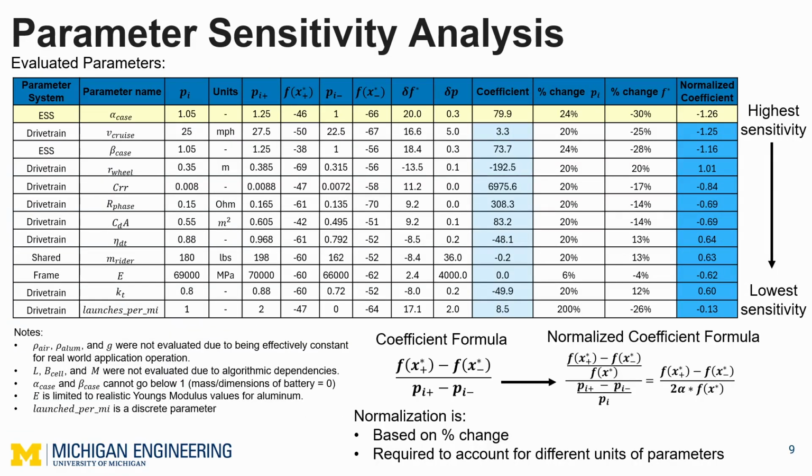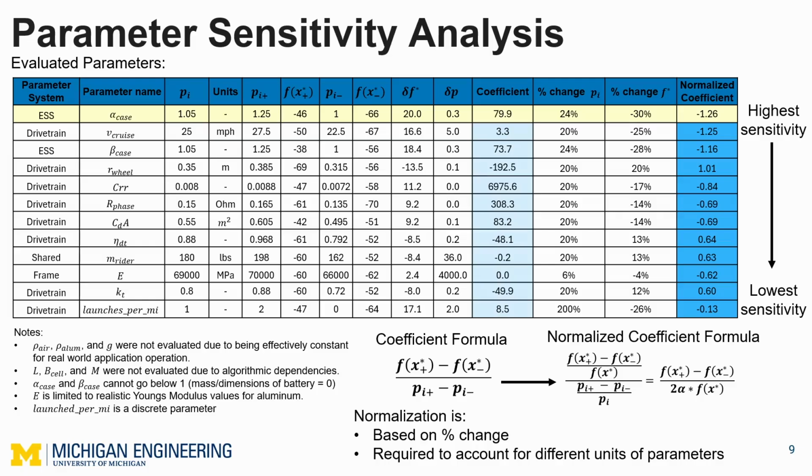Shown here are the parameter sensitivity analysis results, ordered from highest to lowest sensitivity based on a normalized sensitivity coefficient. The most sensitive parameter is the case mass increase factor, which accounts for extra mass of the battery case and wiring. Based on the standard sensitivity coefficient alone, it appears that the rolling resistance coefficient CRR is the most sensitive parameter, but it also has the smallest parameter values.